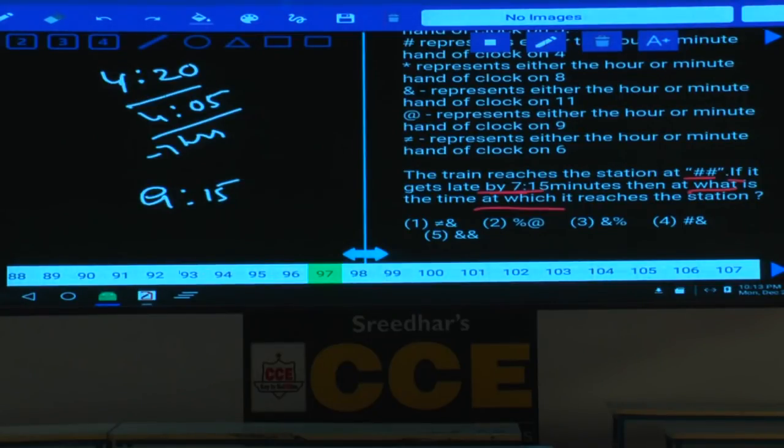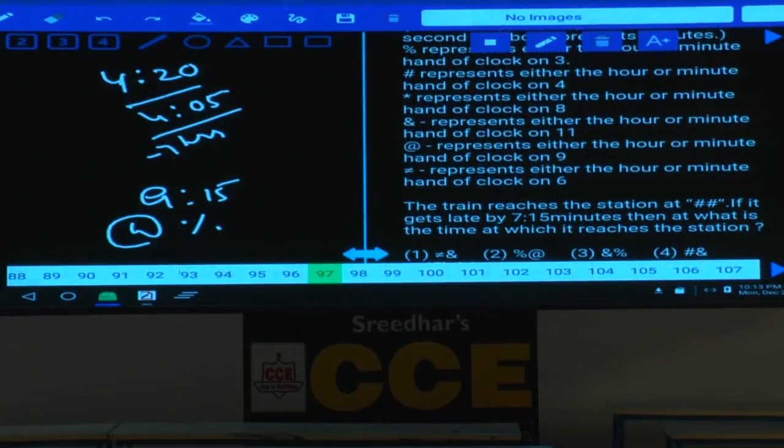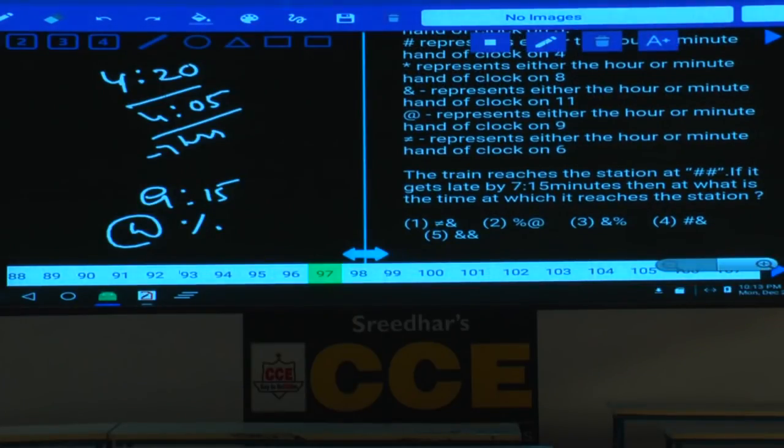And if it is 9:15, then what is 9 here? 9 is represented by at the rate of, and 15 is what? 3. 3 is percentage. At the rate of and percentage, is it there? It's also not there. The question clearly asked, what is the time at which it reaches the station?